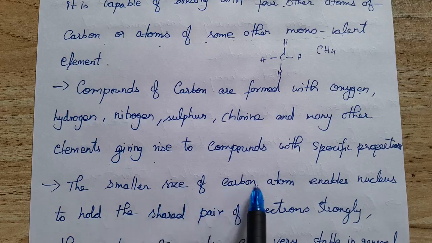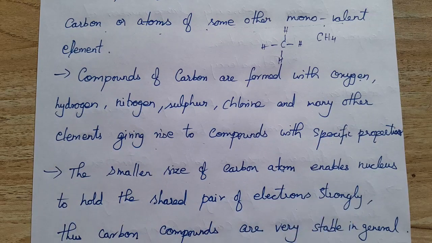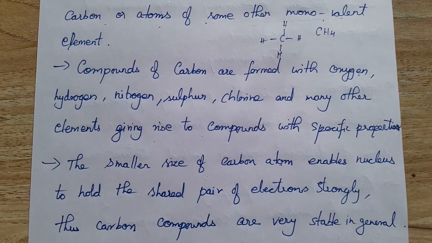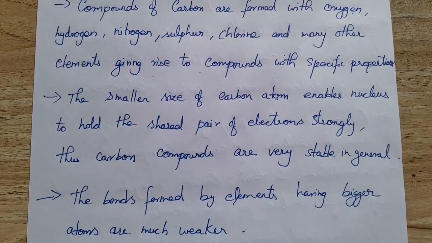The smaller size of the carbon atom enables the nucleus to hold the shared pair of electrons strongly. If the atom size is very small, the nucleus is able to hold the shared pair of electrons strongly. Thus carbon compounds are very stable in general. When carbon is linked with carbon, that compound will be very stable because the bond is very strong. Bonds formed by elements having bigger atoms are much weaker.